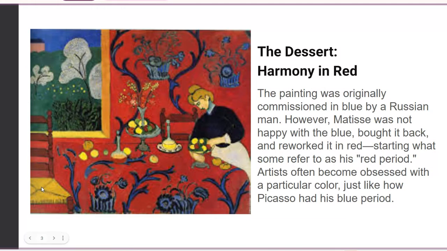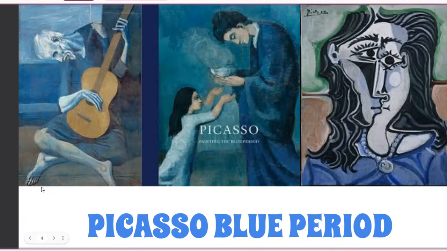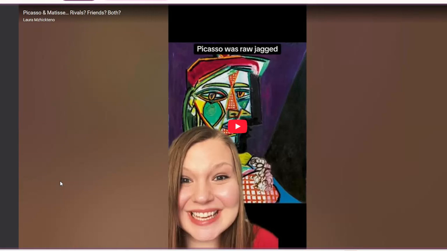Picasso, who came later after Matisse, also had a period where he used one color, and his was the blue period. So here are some examples of when an artist uses the same color over and over and over. So this is Picasso. And we're going to watch this quick video talking about their relationship. I'm going to post it so you guys can watch it on your own as well.